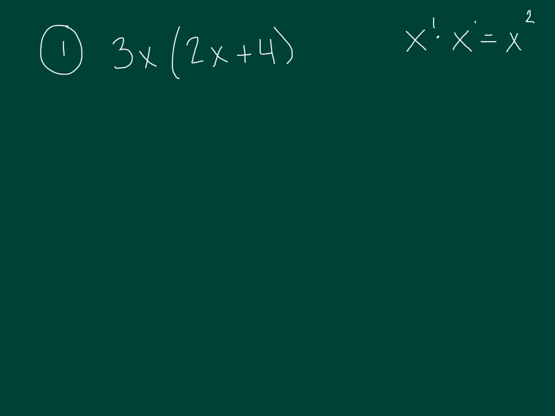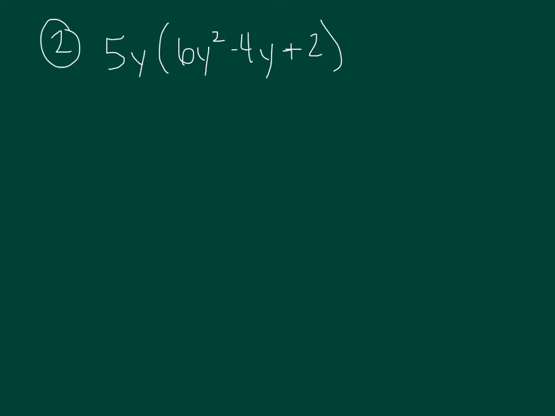Okay, so when we're distributing, number one, it's just distributing 3x times 2x. We're multiplying. Well, 3 times 2 is 6, and x times x is x to the second. Okay, and then you take 3x times 4. Well, 3 times 4 is positive 12, and since there's just an x, you just put an x there. Then you look at the end and say, can I combine like terms? I can't, so I'm done.